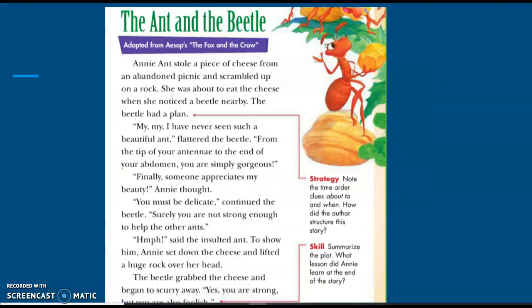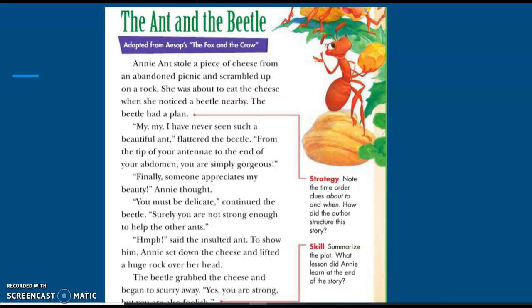Let's practice finding some of these elements of fiction. As I read this passage called The Ant and the Beetle, I want you to think about what the theme or the lesson is of the story. What lesson do you think the author wants to teach with this story? I also want you to be asking yourself what happens in the beginning of the story, the middle of the story, and the end of the story. And that will help you summarize the story. Okay? The Ant and the Beetle, adapted from Aesop's The Fox and the Crow.